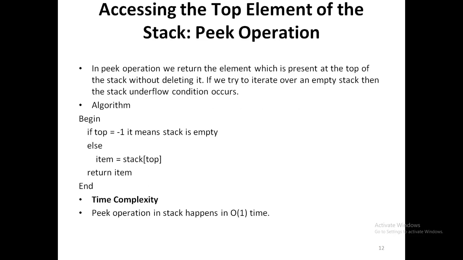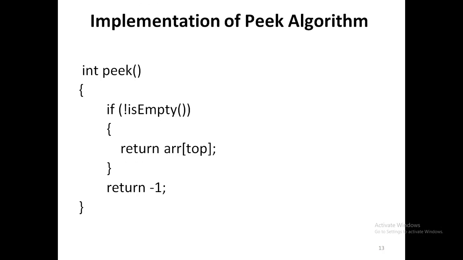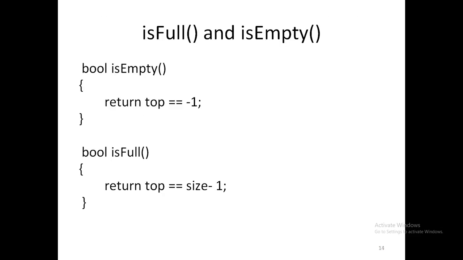The peek operation tells us which element is present at the top. For stack of top, if top is -1, the stack is empty; otherwise we get the element and that item is returned from this function. This also has a time complexity of O(1). This is the code. In this code, if the stack is not empty, the array of top is returned. If it is empty, -1 is returned.